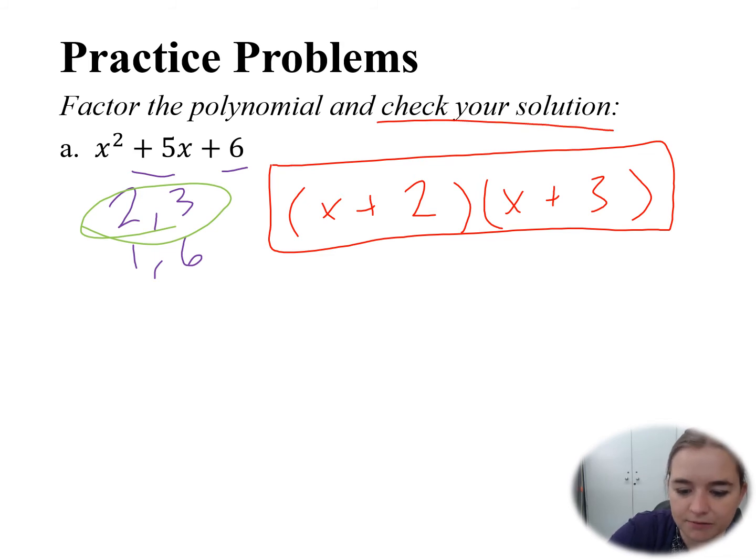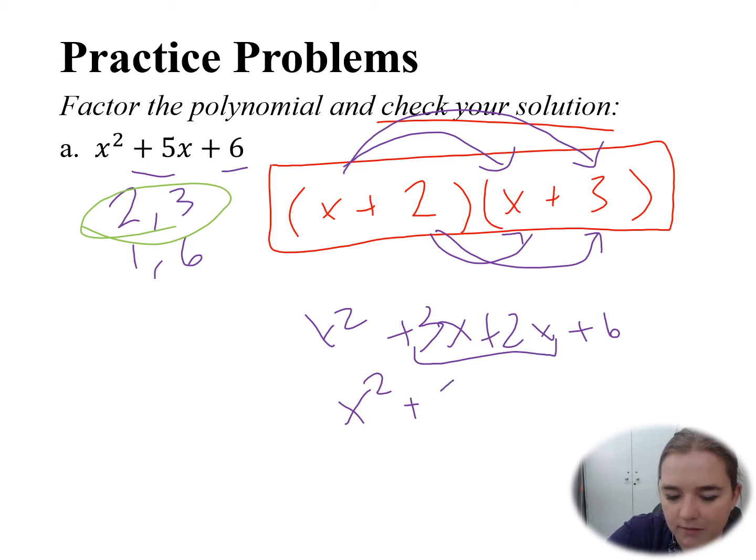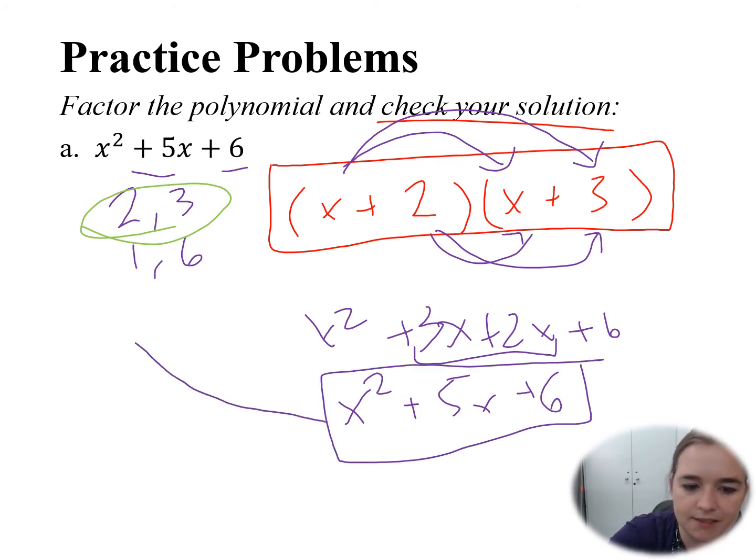To check my solution, I'm going to FOIL it back out. We could FOIL or we could area model. We'll FOIL on this one. When I FOIL it out, I get x times x, x times 3, x times 2, and 2 times 3. So once I've turned it back into standard form, I get x squared plus 5x plus 6, which matches my original polynomial expression.